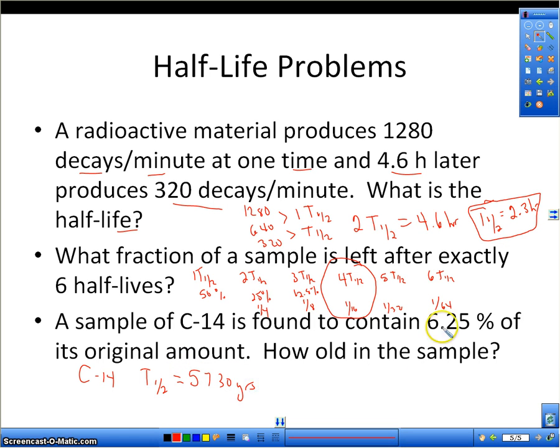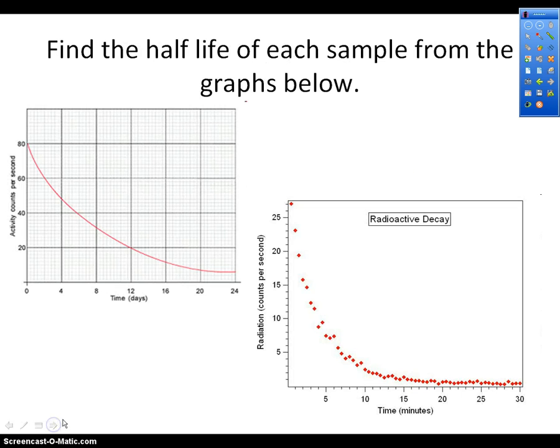So at 6.25%, I've gone through 4 half-lives. So that means 4 times 5,730 years. So that's going to be 22,920 years old is how many years that sample's been through if you're down to 6.25%. So that's the general idea behind half-lives, behind radioactive decay.